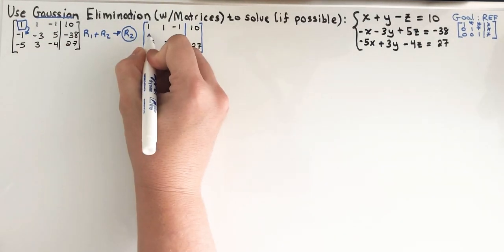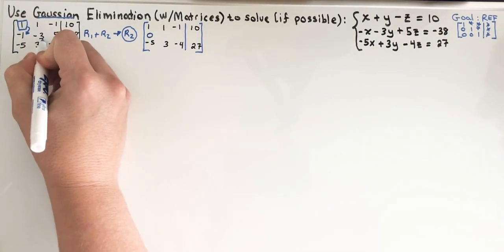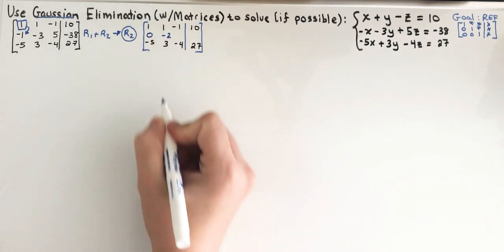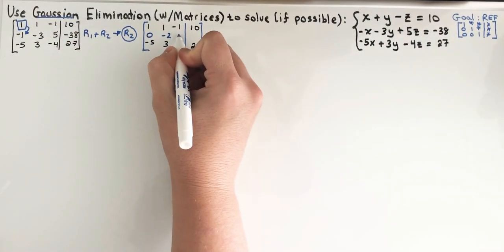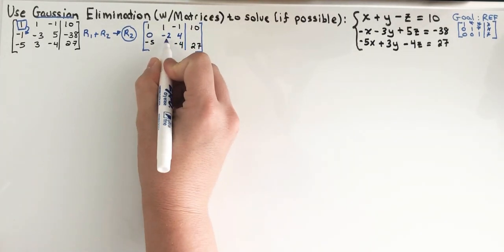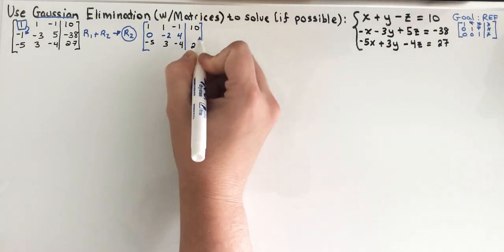1 plus negative 1 is the 0 we were after, yay. 1 plus negative 3 is negative 2, so not the best news, but not the worst. Negative 1 plus 5 is positive 4. At least these have common multiples, which is helpful. 10 plus negative 38 is negative 28.